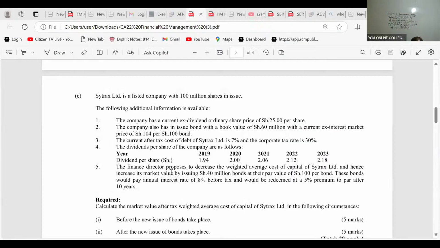Let me read this. The finance director proposes to decrease the WACC of Online Limited and hence increase its market value by issuing shillings 40 million bonds at their par value of shillings 100 per bond. These bonds would pay annual interest of 8% before tax, and would be redeemed at a 5% premium, means over and above 100%. So the redemption value will be 100 times 105%, or 1.05.